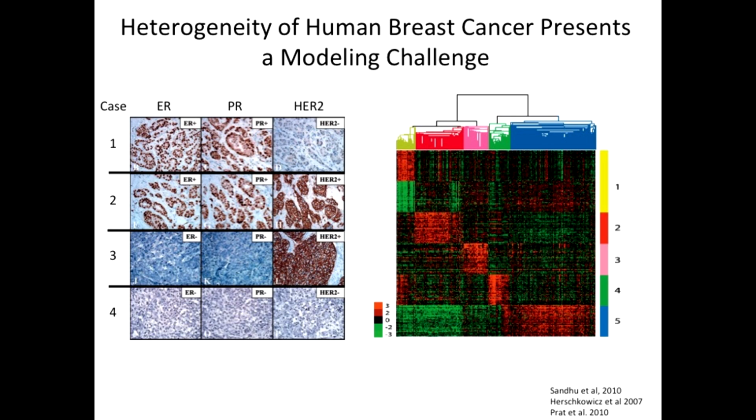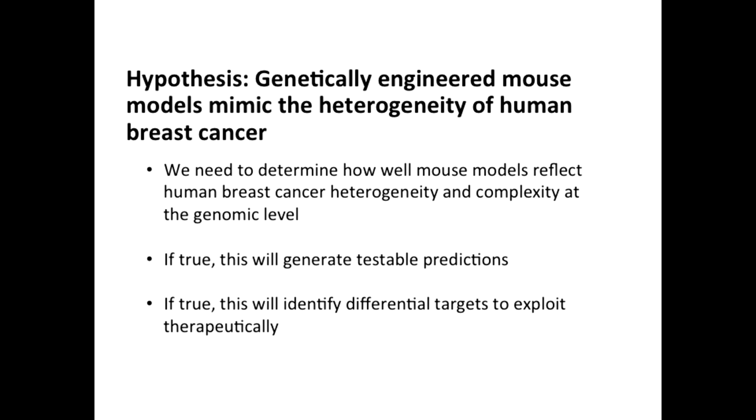So that heterogeneity presents a couple of challenges. Number one, how do we model this? And then how do we predict what might be important for mediating metastasis in some of these cancers, which is actually what's going to be causing the death of your patient. So I'd hypothesize that mouse models of breast cancer are actually going to recapture some of the heterogeneity that we'd see in the human disease. And if that's true, and we can show that, then we can make hypotheses and test for what specific pathways may be important, and we can design actionable strategies as well.